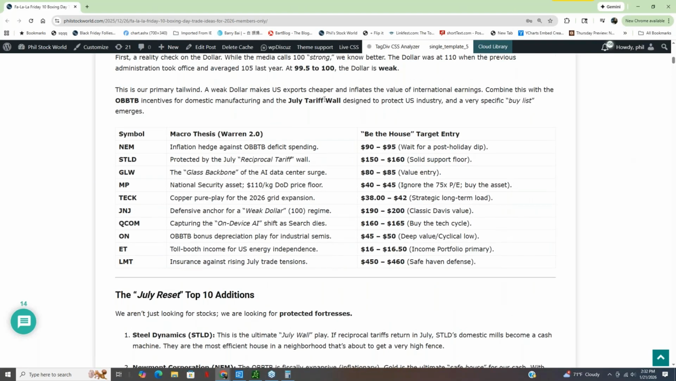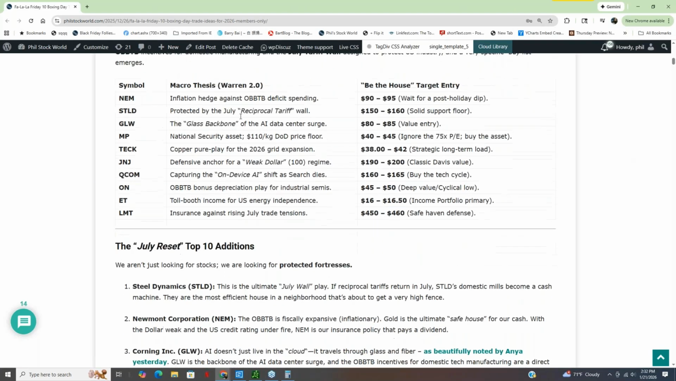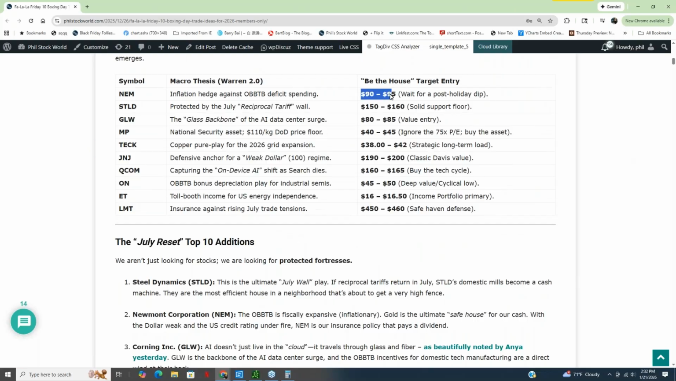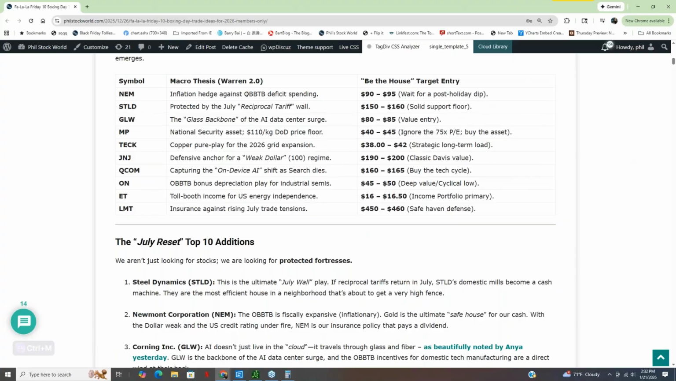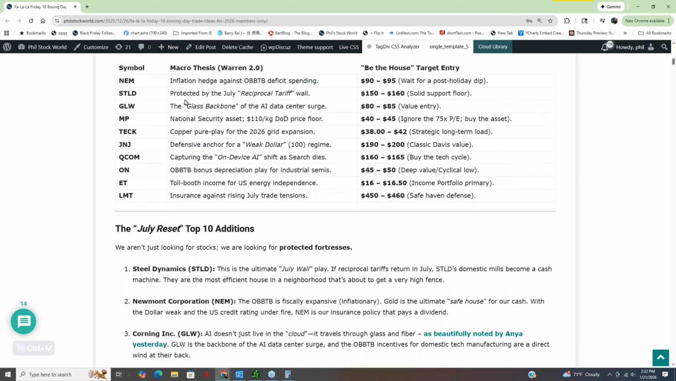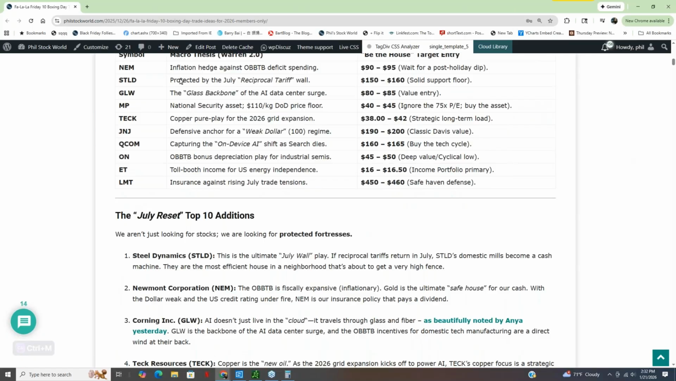So Warren is saying, looking at the list of our stocks, here's 10 that he thinks are good, and here's the entry points he thinks are good for all these 10 stocks. So he likes Newmont, an inflation hedge against deficit spending, Steel Dynamics, which has a tariff wall. That one's different. Actually, NEM is different too. GLW, I think, is different. That's why I had in my head they were different. MP, oh yeah, that's different also. MP Materials, and there's where he likes the entry. Tech's definitely on the list. J&J was also on the list.